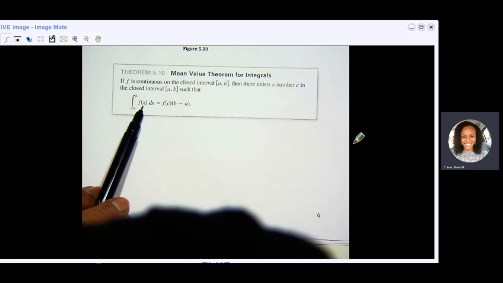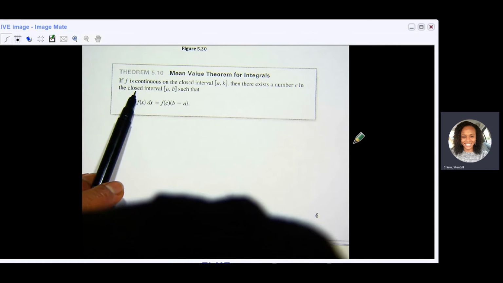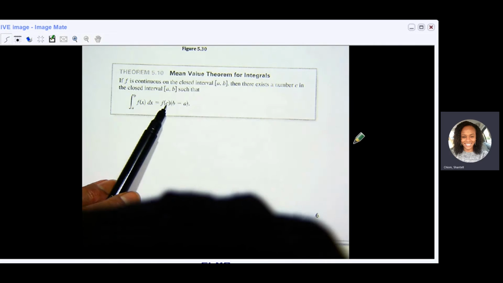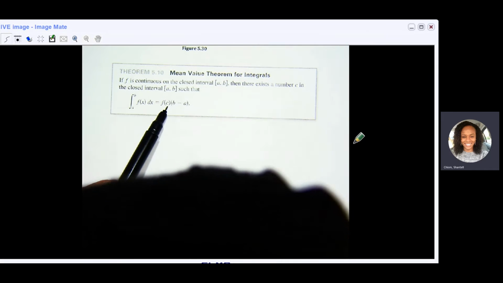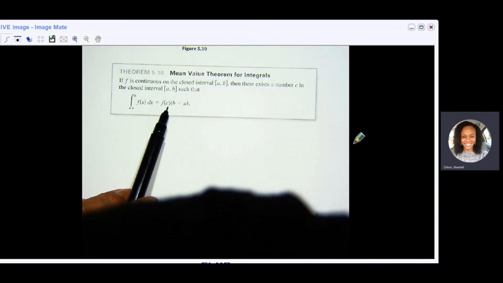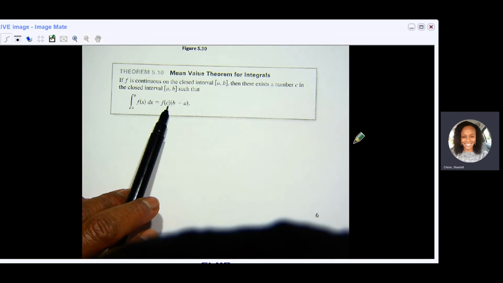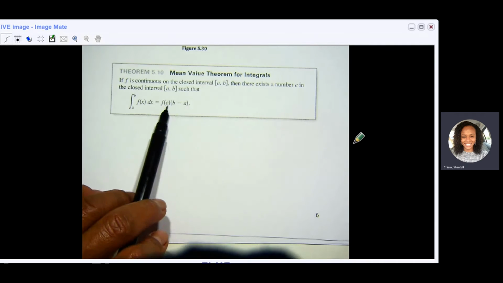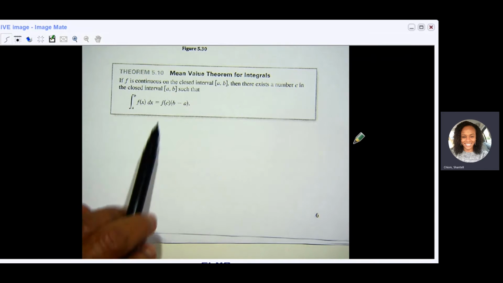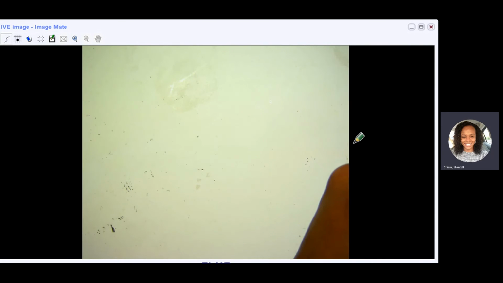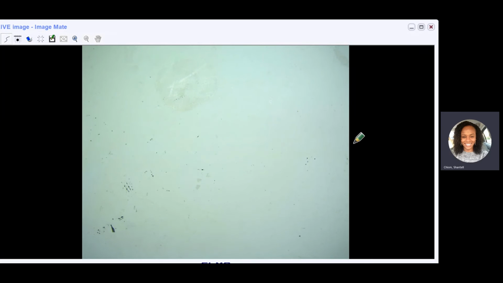And then you've got the formula here for it. The integral of the function f of x with respect to x from a to b, according to the mean value theorem, is equal to the function evaluated at some number c within the interval, times b minus a, the difference of the endpoints. Okay? So we're going to look right at some examples. We're going to go straight into looking at some examples and go from there.